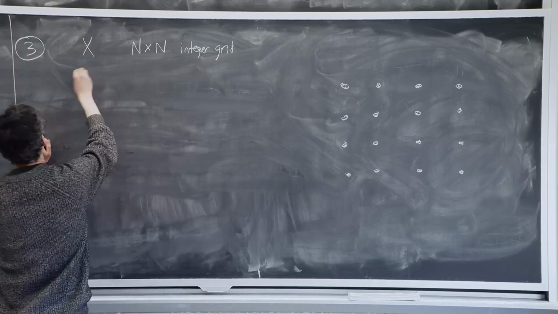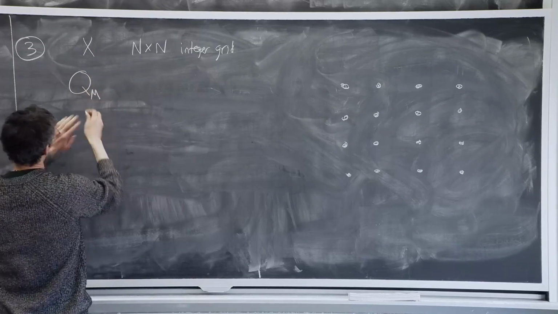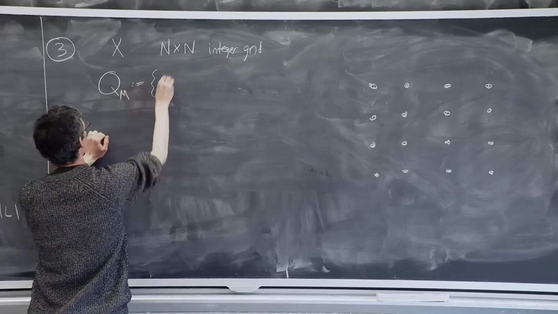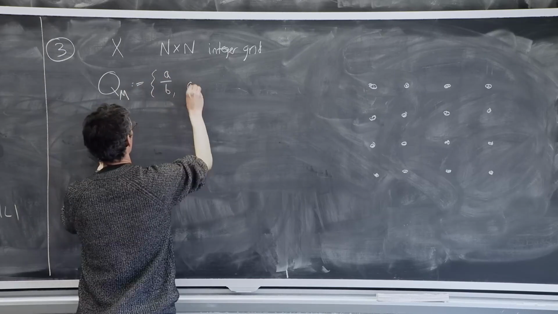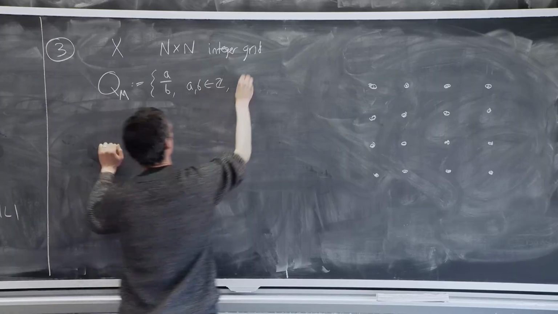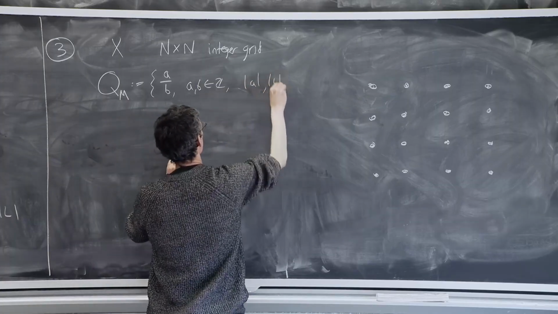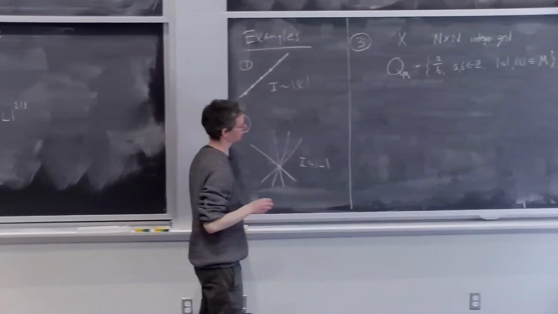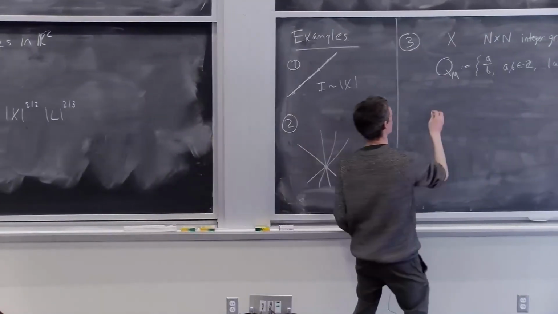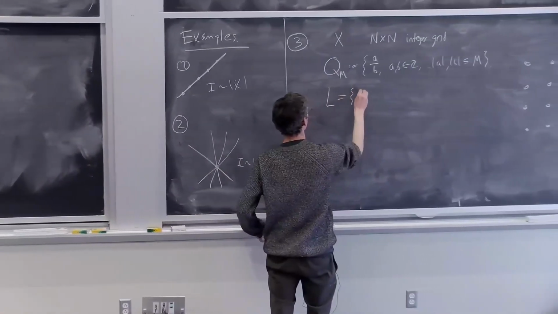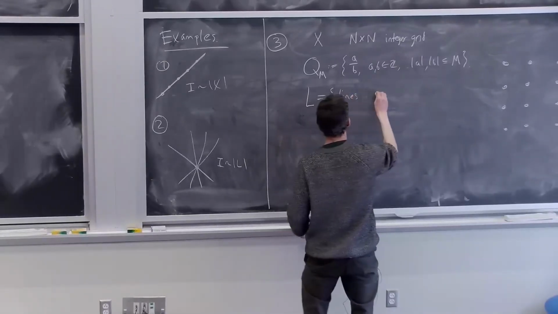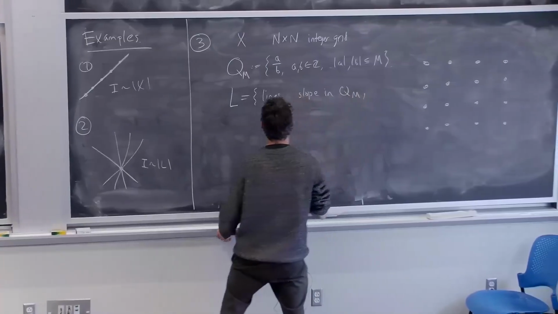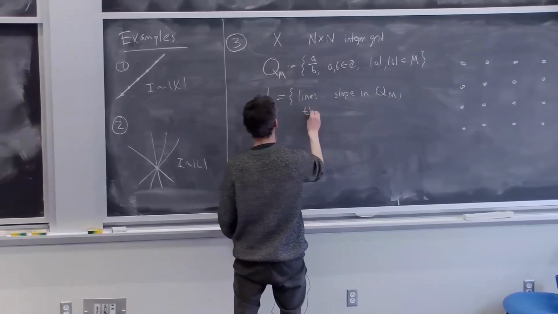We have to make this a little more precise. First I'll describe the rational slopes. So Q sub m is defined to be the fractions a over b, where a and b are integers, and a and b have size at most n. Now our set of lines is the set of lines with slope in Q sub m, and they pass through a point of X.